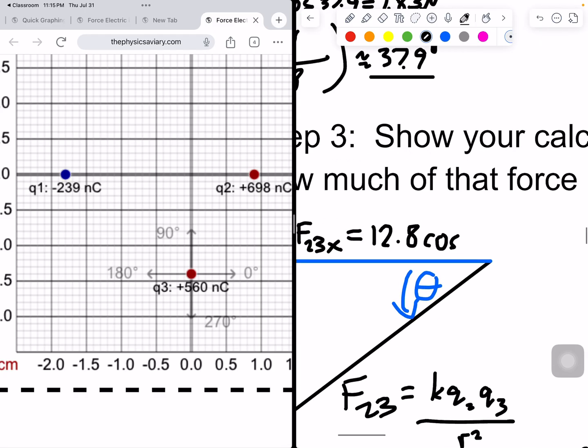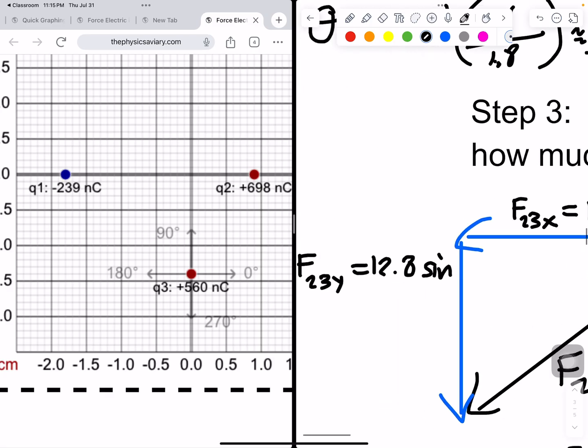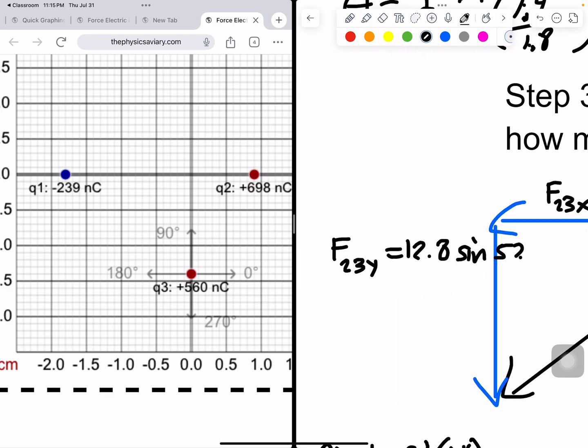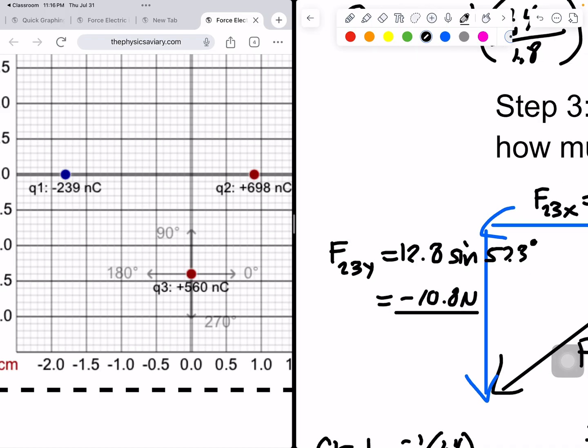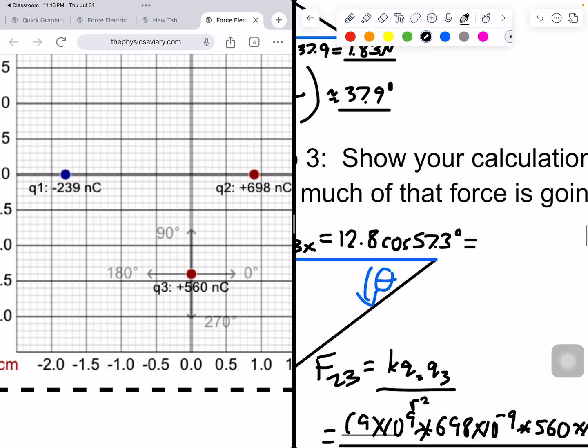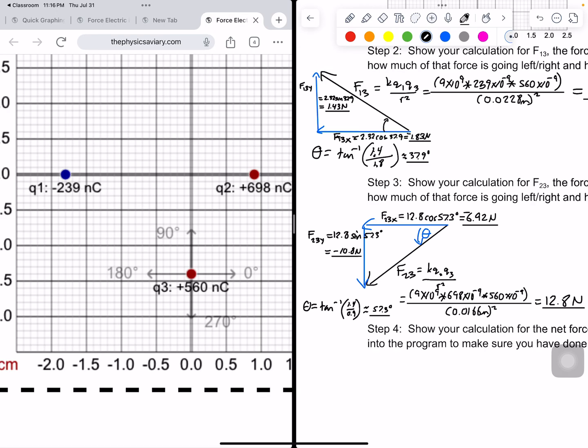So times the cosine of 57.3 degrees, and then times the sine of 57.3 degrees. So F23 is going to be negative, so F23y is going to be 12.8 sine 57.3, and that's going to be negative 10.8 newtons. And this part here is 12.8 cosine 57.3. That's going to be 6.92 newtons. Now it's going to be negative because that one's also going to the left.